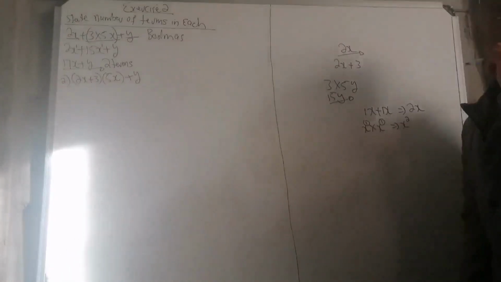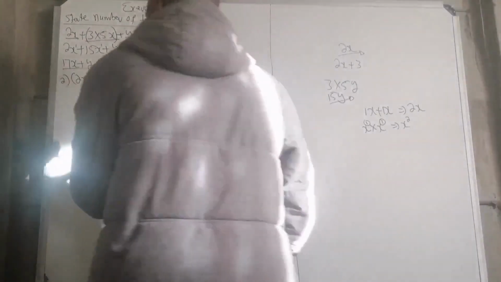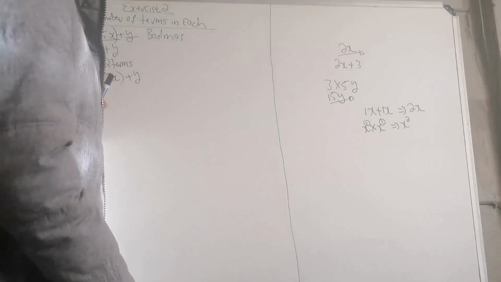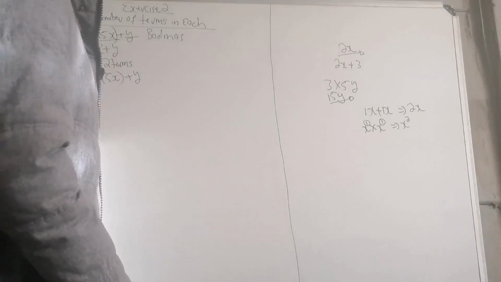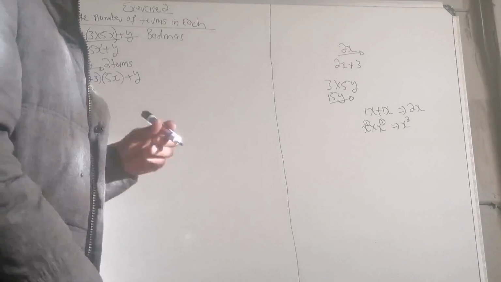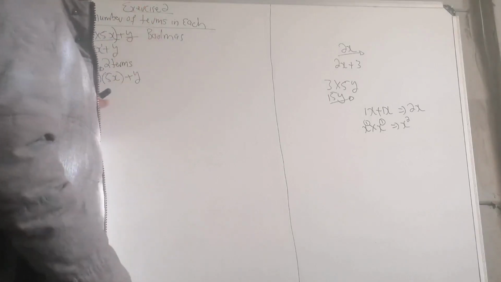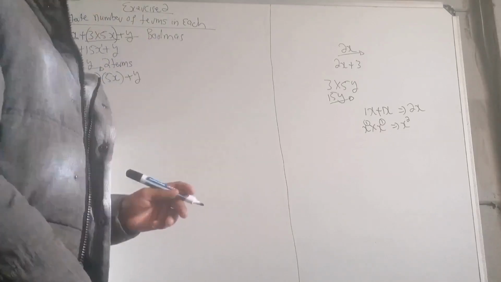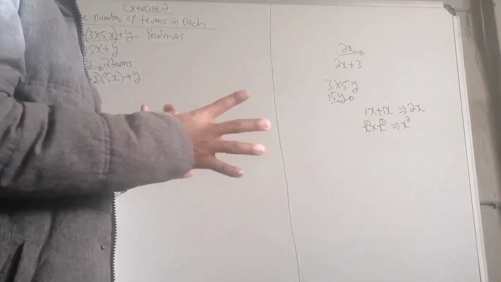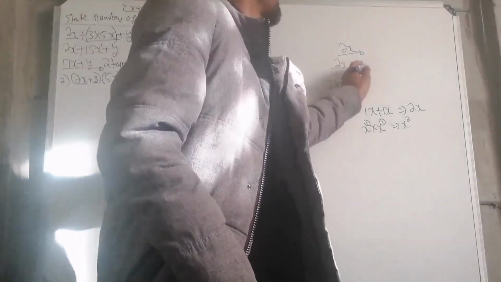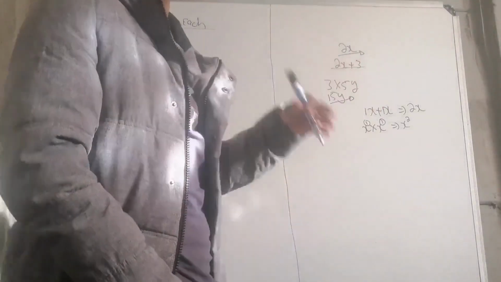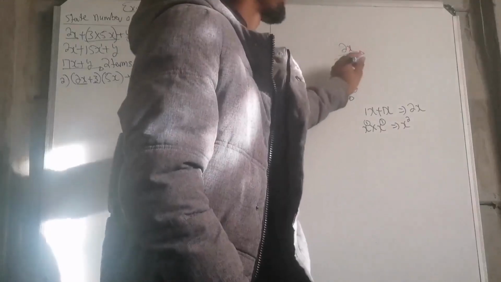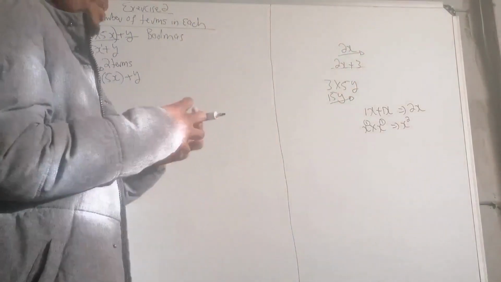Right. The trick in this one: you can't add the 2x and the 3, the reason being they are not like terms. This one has an x and this one doesn't have an x. So we can never and ever group them as one. 2x plus 3 will remain 2x plus 3, because I cannot add, you don't have x. So there's no way we can add you as one.